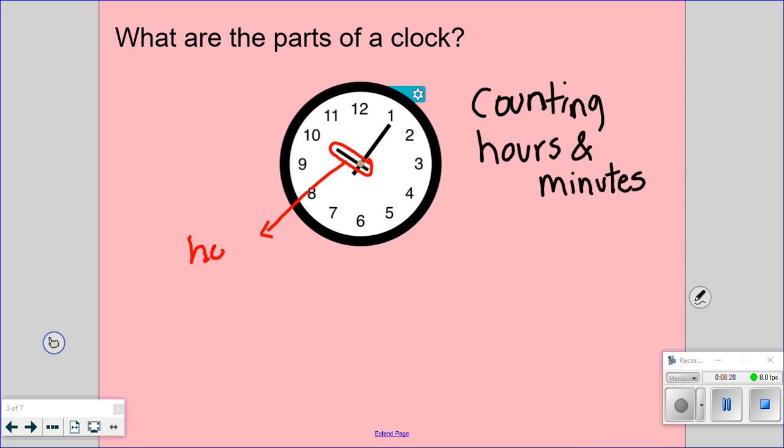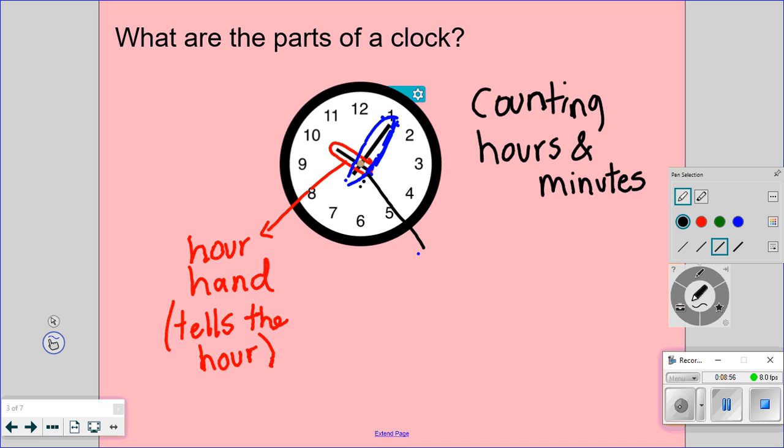The smaller hand is known as the hour hand. Its job is to tell you how many hours have passed. Tells the hour.